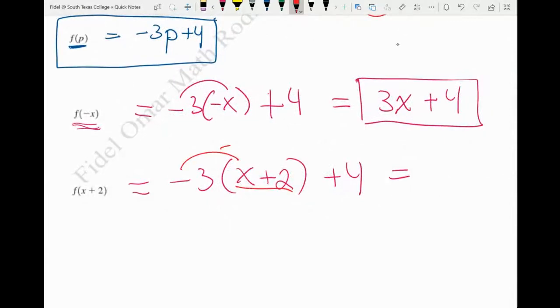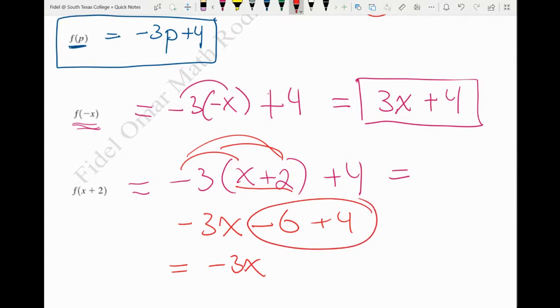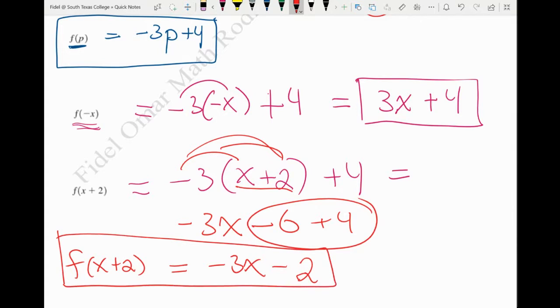All right, so let's go ahead and multiply. -3 times x is -3x. Anybody know what -3 times 2 is? -6, good. Plus 4. So this is -3x. What about -6 and +4? I owe you $6 and I only have 4. -2. Come on, there you go. And so here is our f of x plus 2. Boom. And we got it. Take it away.